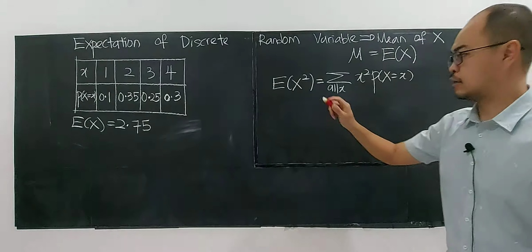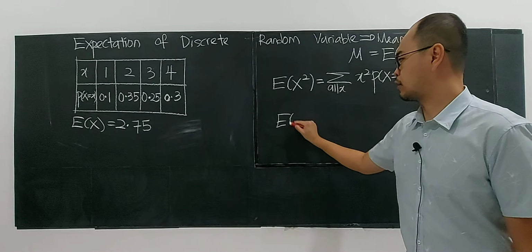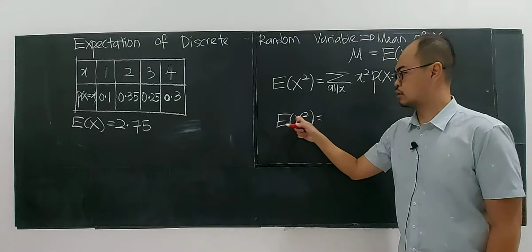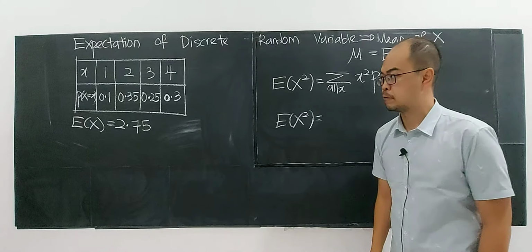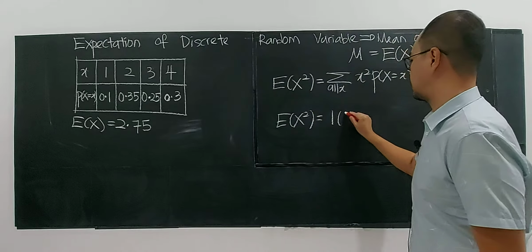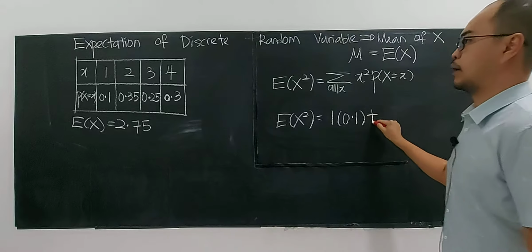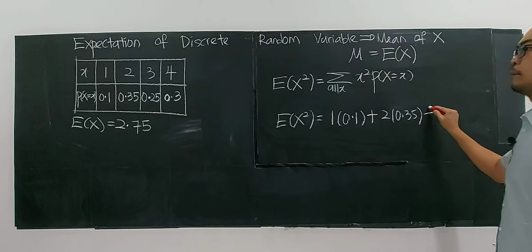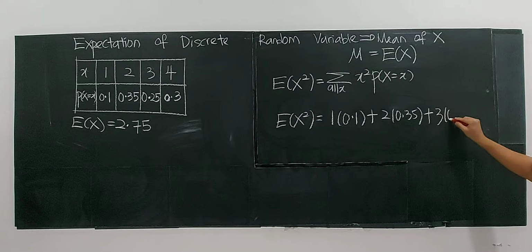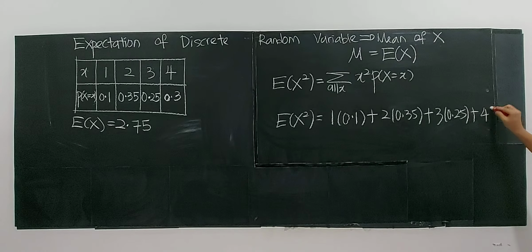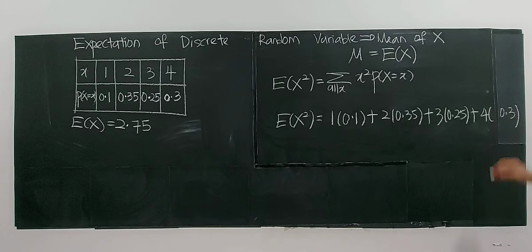Okay, you know how to calculate, enough already, for your level now. So, expectation of x squared. Very simple. Just now you wanted 0.1, right? 1 times 0.1 plus 2 times 0.35 plus 3 times 0.25 plus 4 times 0.3.